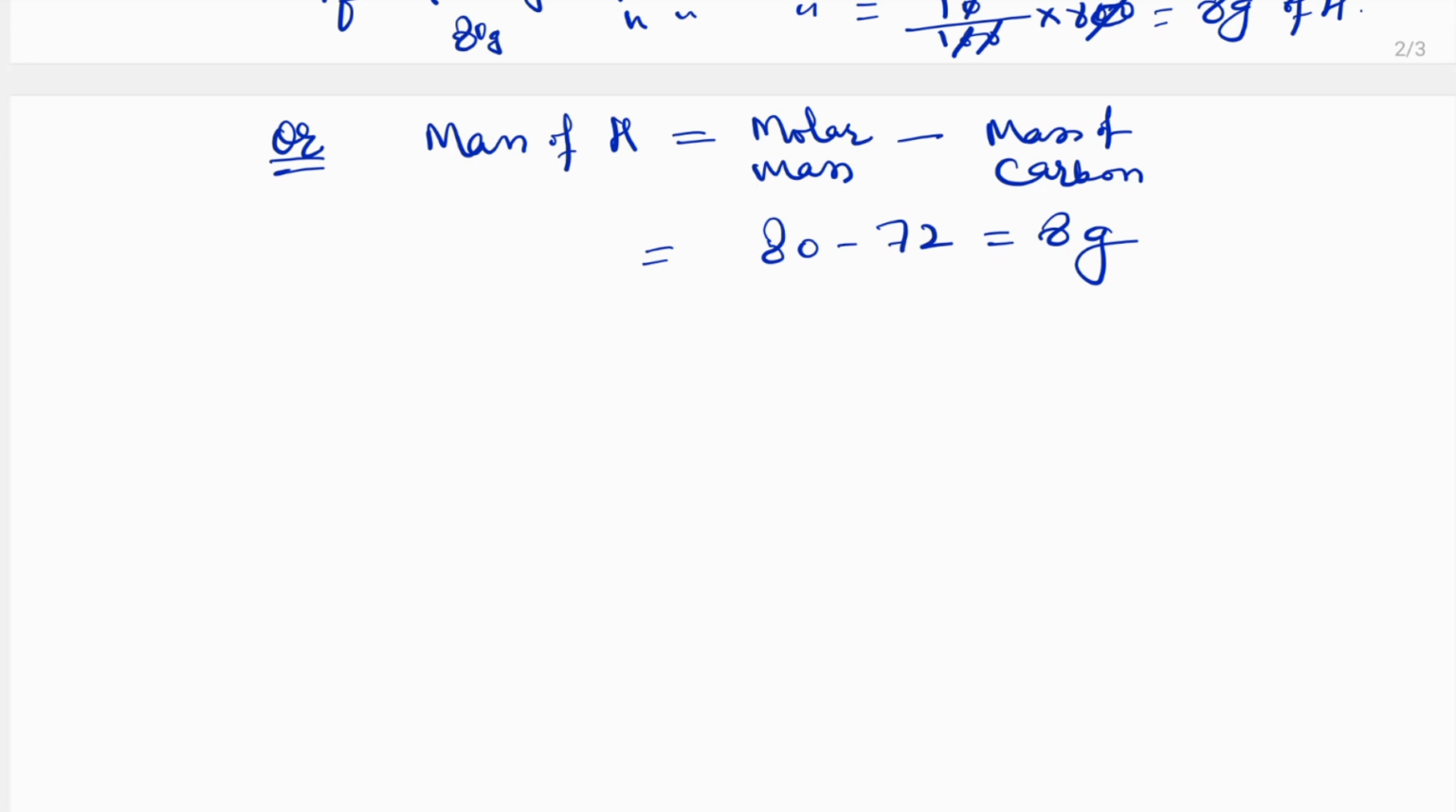All right. So we have the masses of it. Carbon is 72, and we can write it down in the ratios, and hydrogen is 8. Okay. Now what we are going to do is, we are going to simplify it.